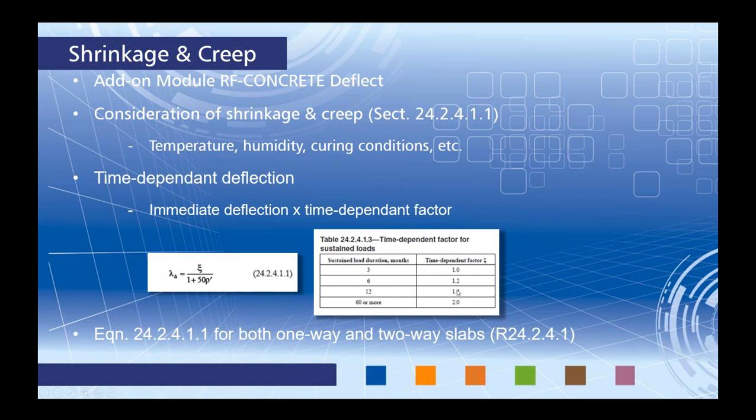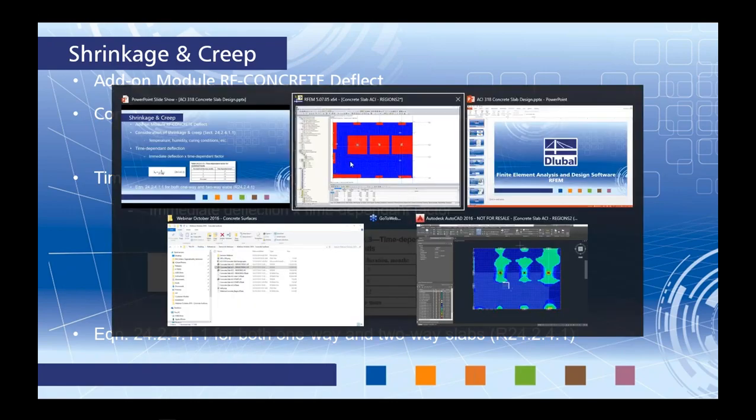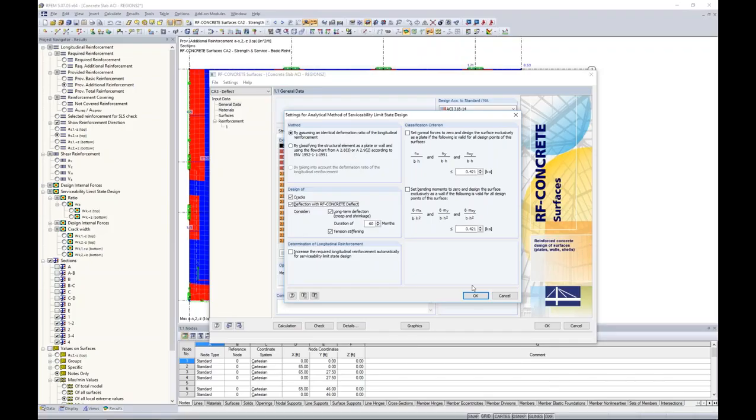the program will calculate the appropriate time-dependent factor. And then we will use equation 24.2.4.1.1 from the code to apply this time-dependent factor. In the commentary of section 24.2.4.1, the code tells us that this equation can be used for both one-way and two-way slabs. So there is no differentiation here between one-way and two-way slabs. We should be able to do it for both.